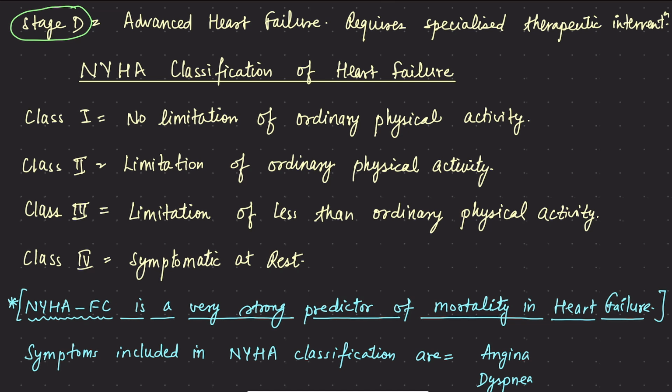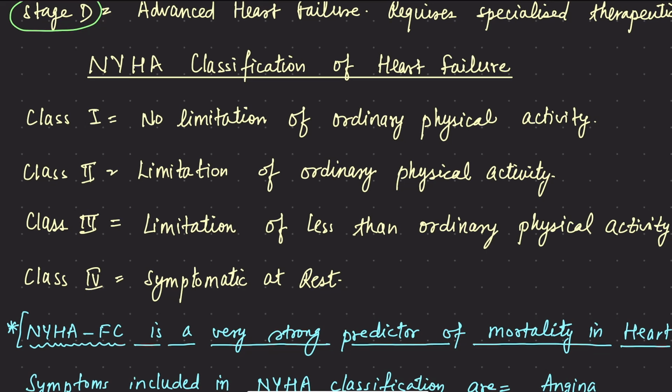Now we have to study the NYHA classification of heart failure. NYHA means New York Heart Association functional classification of heart failure. In this classification, we basically see the functional reserve or the functional ability of a patient with heart disease. The first criterion is the patient should have a heart disease. You cannot apply NYHA to a COPD patient. The patient has to be a heart disease patient, right?